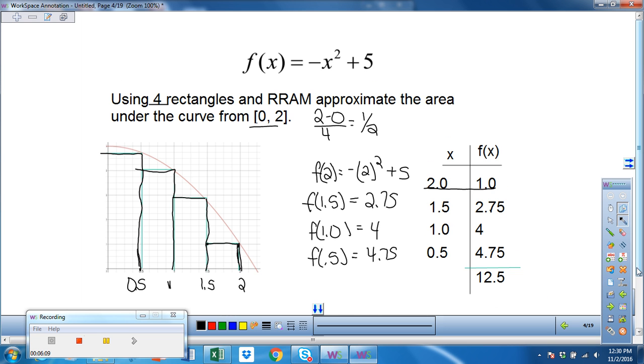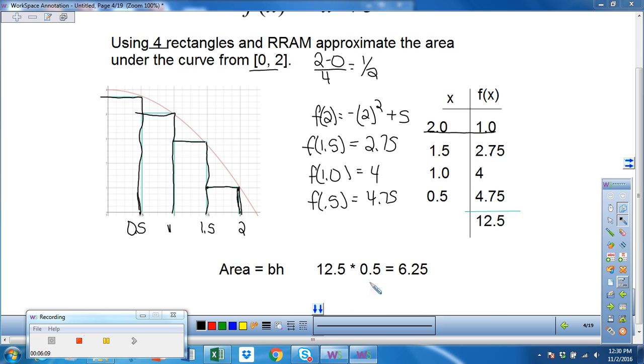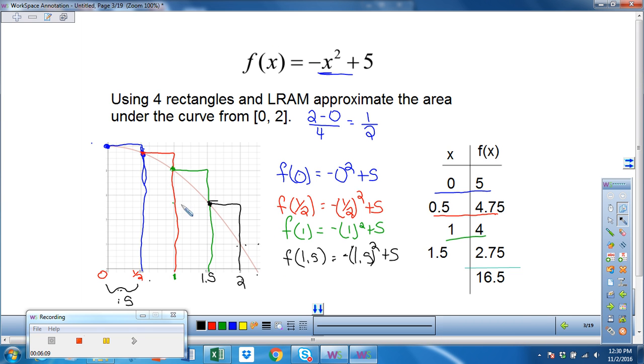So once again, since all of my rectangles are half a unit wide, I have to multiply by a half, and I get that my area is 6.25. That's the estimate. Notice that this is an underestimate because I have lots of white space. Whereas in the one that we did previously, if we go back and look at that one, we see that this would be an overestimate because I'm over the curve.